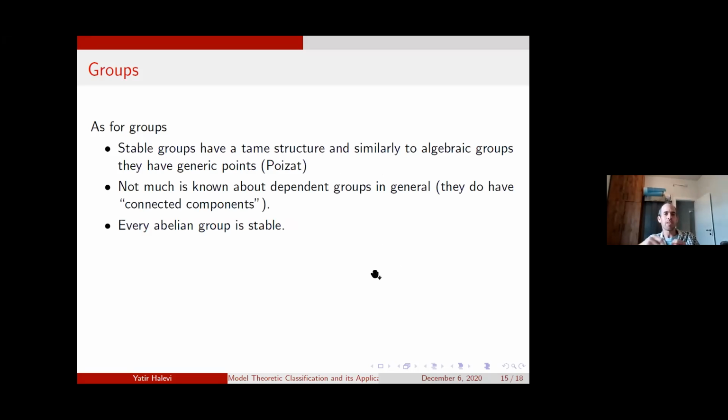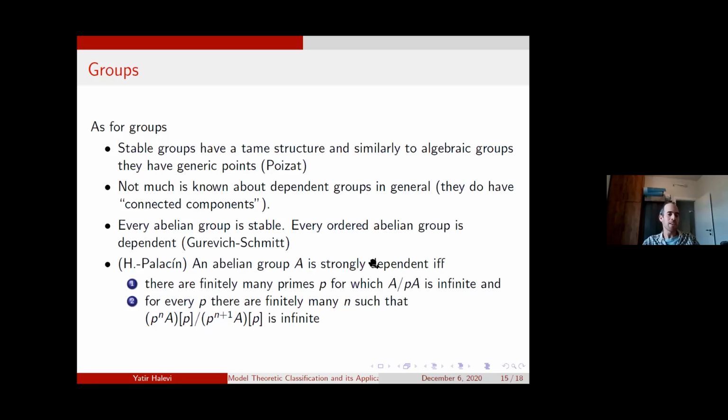We do know, as I said before, that every abelian group is stable. We know that every ordered abelian group is dependent. And a result of myself and Daniel Palacín is that we give a characterization of when an abelian group is strongly dependent. We have it when this rank, the dependent rank, is bounded, if and only if there are finitely many primes p for which A mod pA is infinite, and for every p, there are finitely many n such that this quotient is infinite.